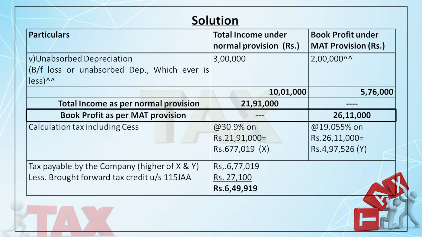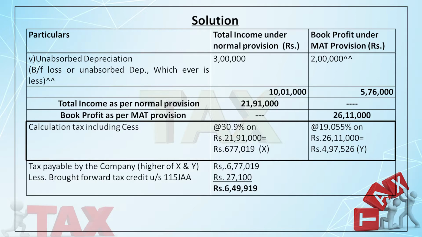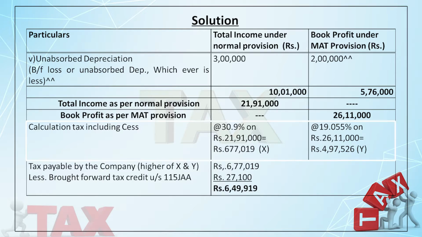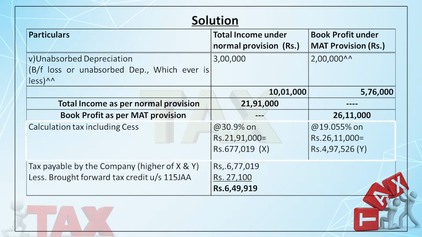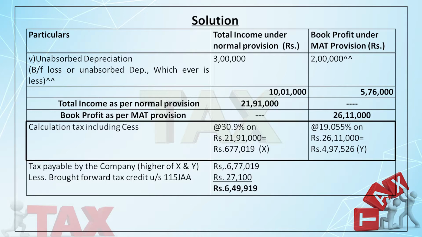Now, you got the book profit as per MAT provision. Now, you may apply the tax rate. In case of normal provision, it is 30.9%, that is, the cess has been considered here, and it is marked as X. And as per book profit, you have to consider the tax rate at 18.5%, and you have to include the cess. So, it comes to 19.055%. So, it is marked as Y.